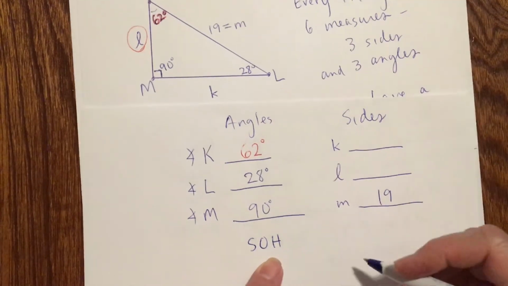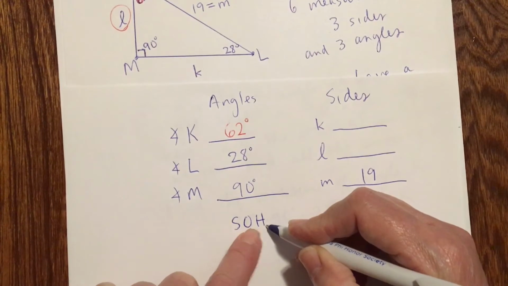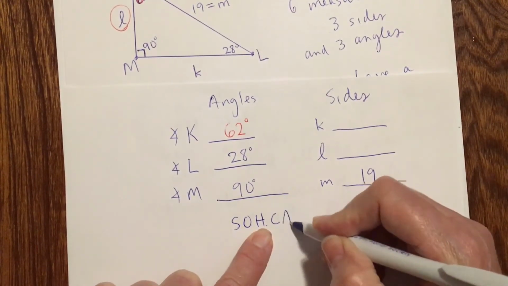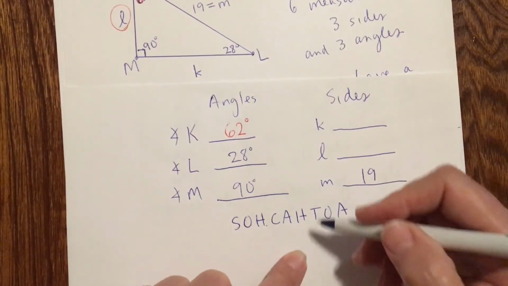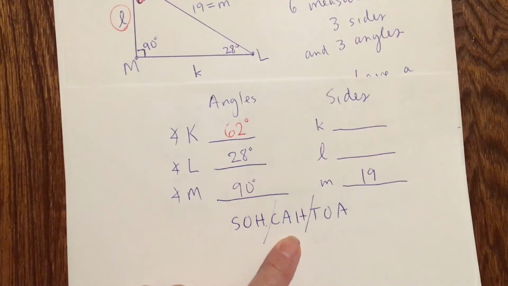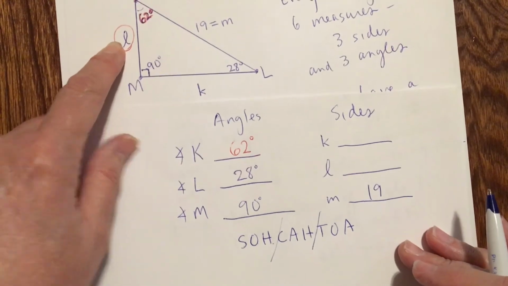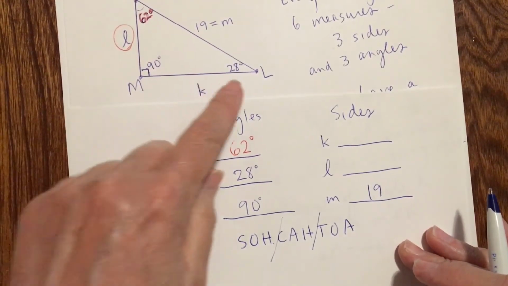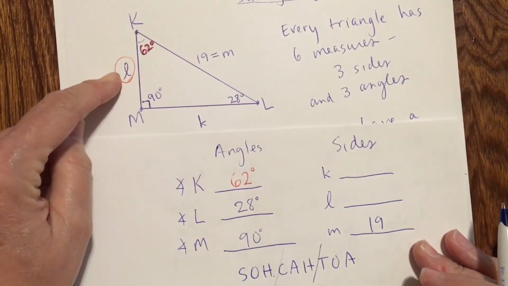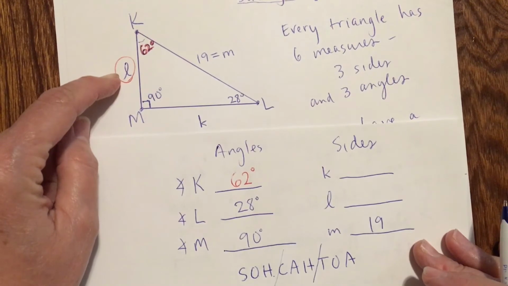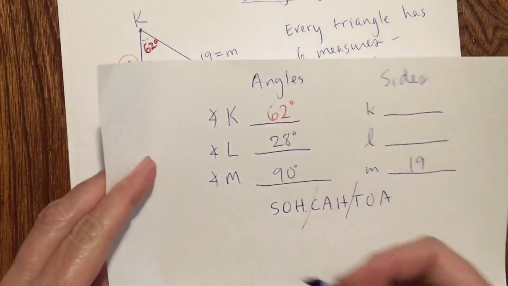I'm going to write out SOHCAHTOA. SOH: sine is opposite over hypotenuse, cosine is adjacent over hypotenuse, tangent is opposite over adjacent. SOHCAHTOA. Sine is opposite over hypotenuse, that's it. That's what I need. I have the angle is 28 degrees. I'm looking for L that is opposite from 28 degrees, and I have 19 as the hypotenuse. So I can write this.